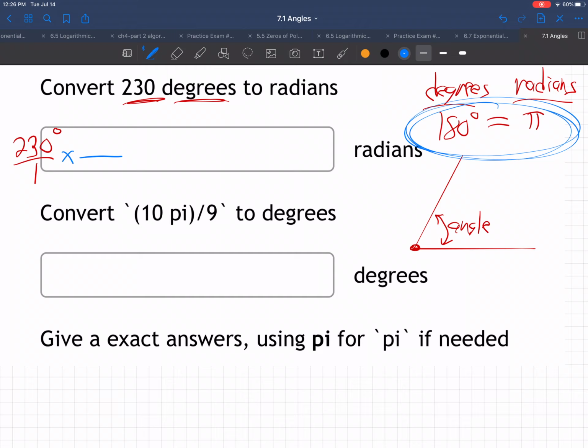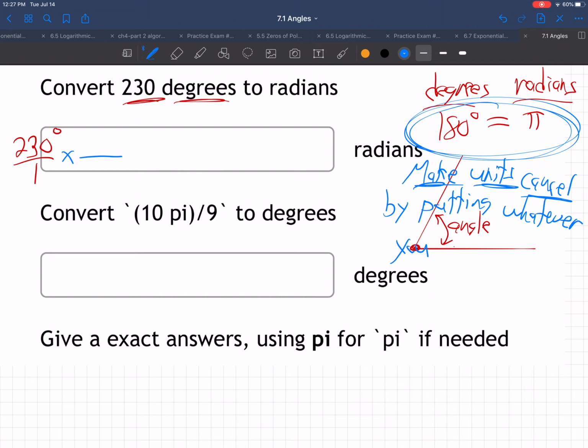Here's the key. Hear this if you hear nothing else. Make units cancel by putting whatever you start with in the denominator of the next fraction.